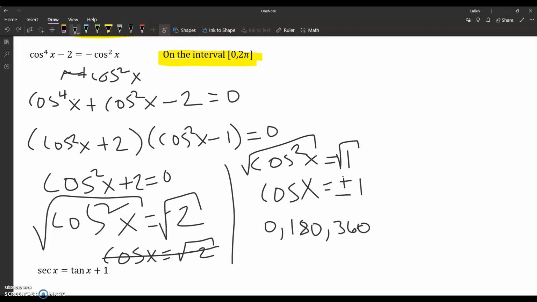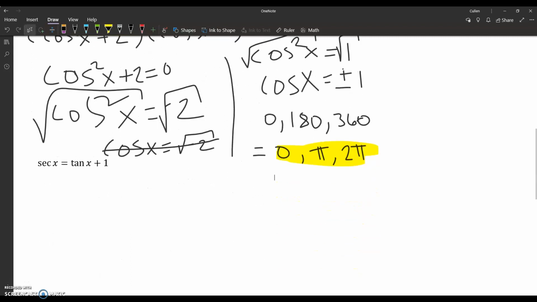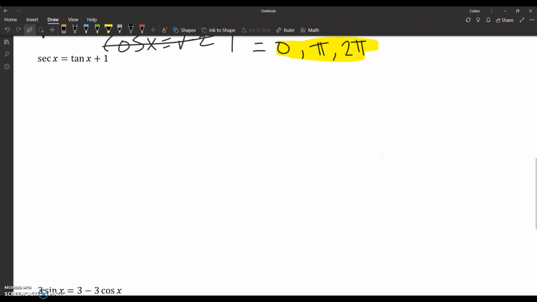Okay, and then if you write this in radians, which it wants you to do, your answer is going to be 0, pi, 2 pi. And it told us the specific interval that it wanted us to do this on, so we don't need to write an equation for our answer. Okay, so let's go up and we're going to look at our next example.